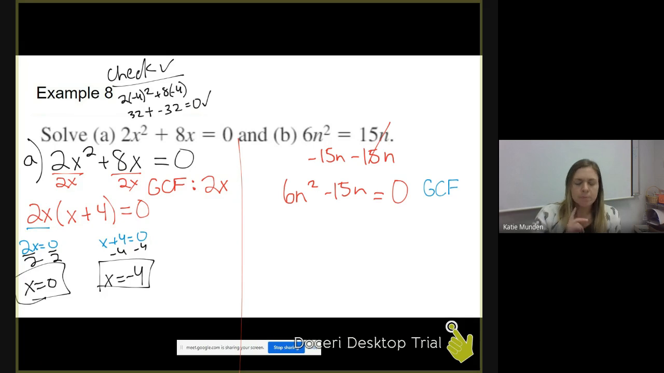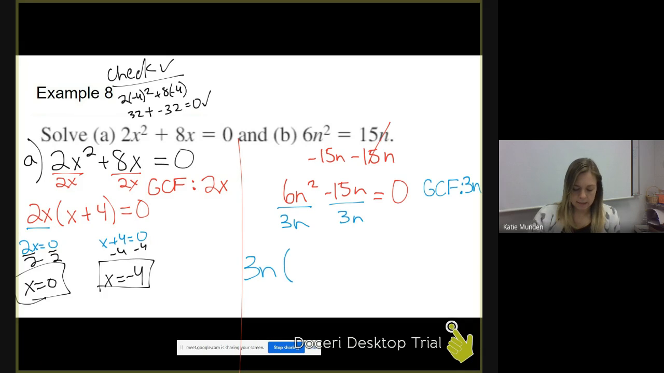Previously, the smaller one always went into the bigger one, right? 6 does not go into 15. And 2 would be my other thought, but 2 does not go into 15. Does 3 go into both of them? Yeah, it does. Then I have n squared and n, so they each have an n, so I can throw an n into the GCF as well. I'm going to divide by 3n. 3n is my GCF.